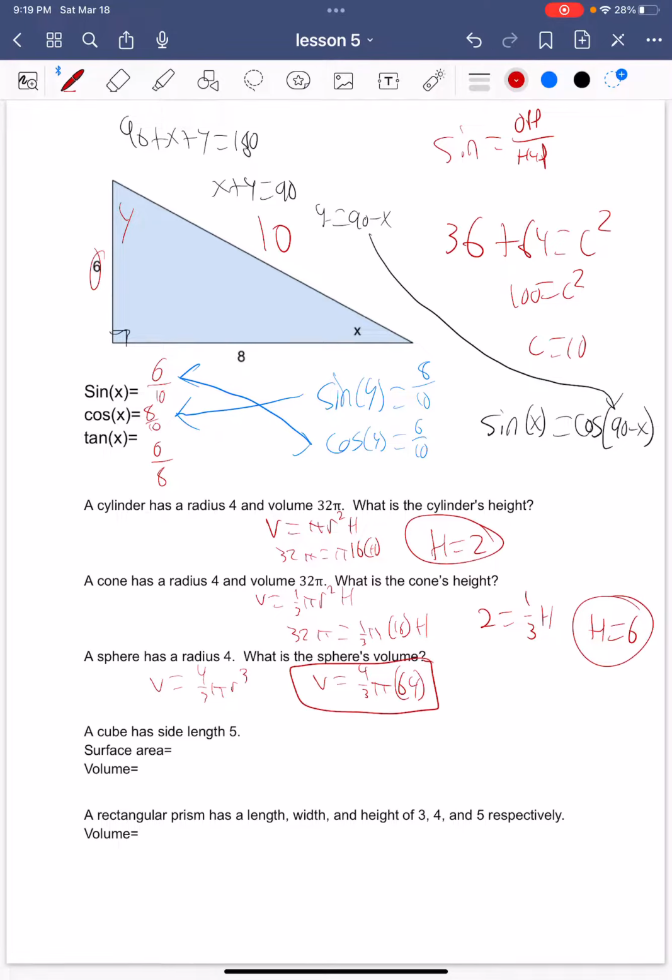A cube has side length 5. We want to find its surface area and its volume. So we know that the formula for volume is just side cubed, so that's 5 cubed, which is 125.